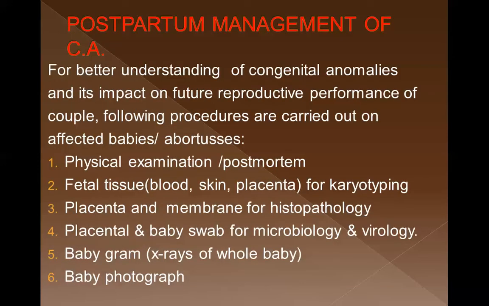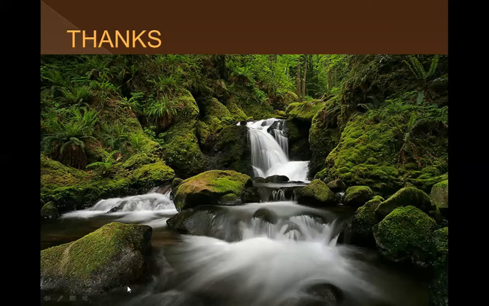Postmortem management of congenital anomaly. For a better understanding of congenital anomaly and its impact on the future reproductive performance of the couple, the following procedures are carried out on the affected baby and abortuses. First, physical examination postmortem, fetal tissue, blood, skin, placental for karyotype. This postmortem management of congenital anomaly is after death of the fetus. Placental and membrane for histopathology, placental and baby swab for microbiology and virology, and babygram, X-ray of whole baby and baby photograph. Thanks.